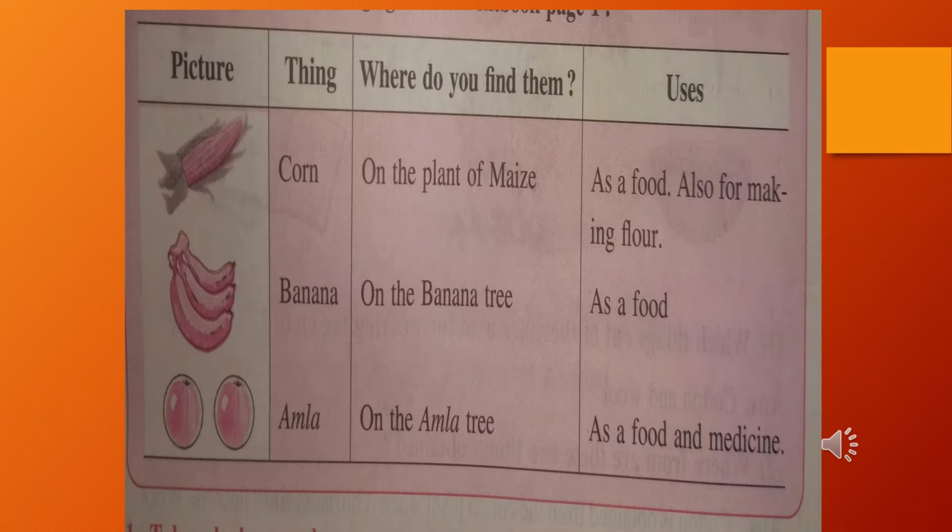You can name these things too. Where do we find them? What are they used for? First is corn on the plant of maize. It is used as food, also for making flour. Banana on the banana tree as food. Amla on the amla tree as food and medicine.